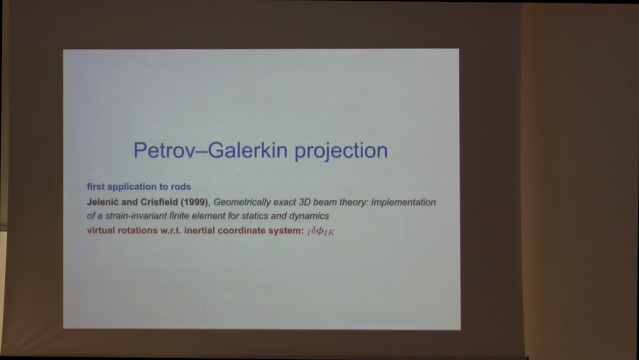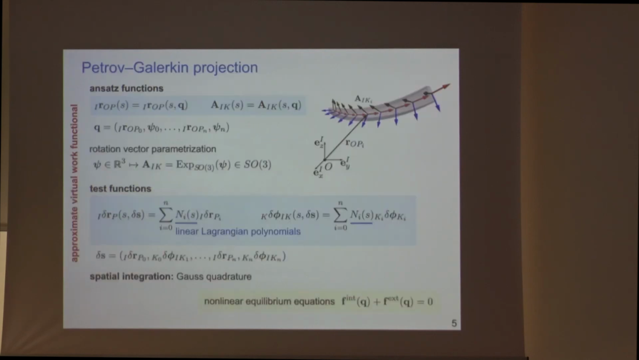And what we've opted for here is a Petrov-Galerkin projection method, where we use an independent field for the test functions. It was actually used for the first time in rod theory by Jelenic, who also found that, for the shape functions he had chosen, it was too tedious to do the test functions. And so basically what we do is we have to approximate the two kinematic fields.